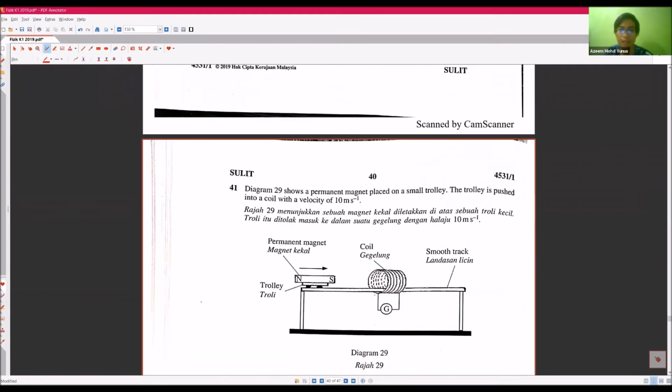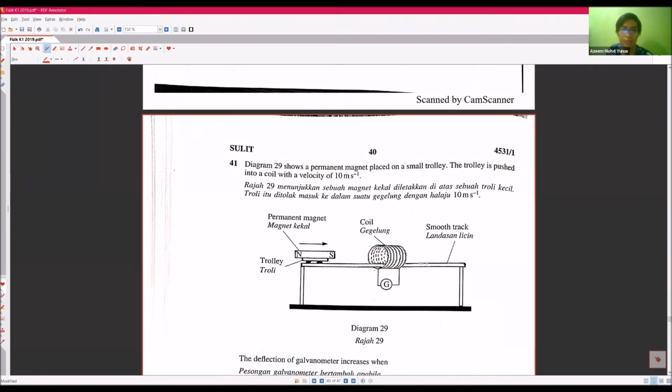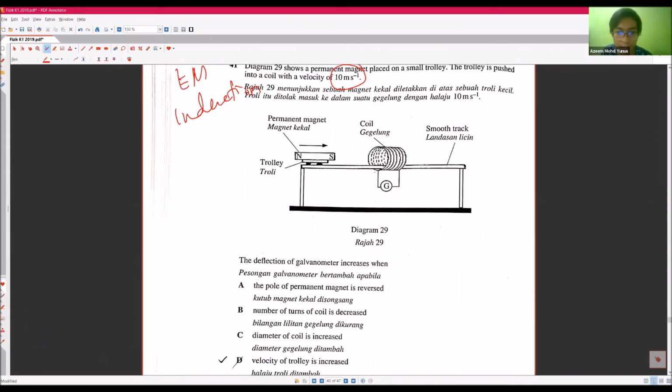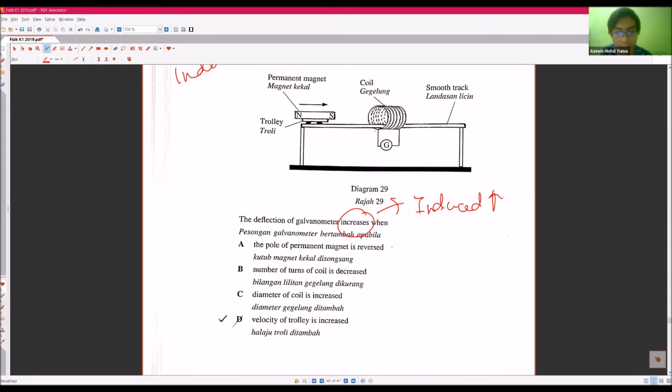Diagram shows a permanent magnet placed on a small trolley. The trolley is pushed at a velocity of 10 meters per second. The deflection of the galvanometer increases when the pole reverses? That doesn't have any significant effect.